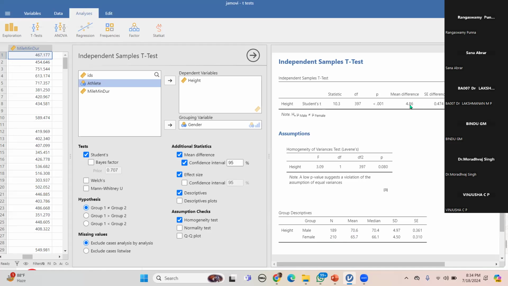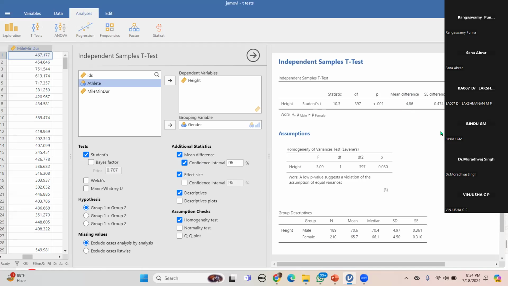Now I just want to know whether the difference I'm seeing is statistically significant. Our p-value is less than 0.05, which means there is a statistically significant difference between males and females when it comes to their height.